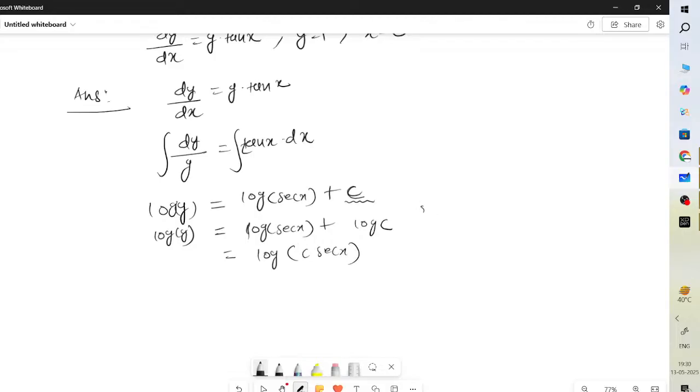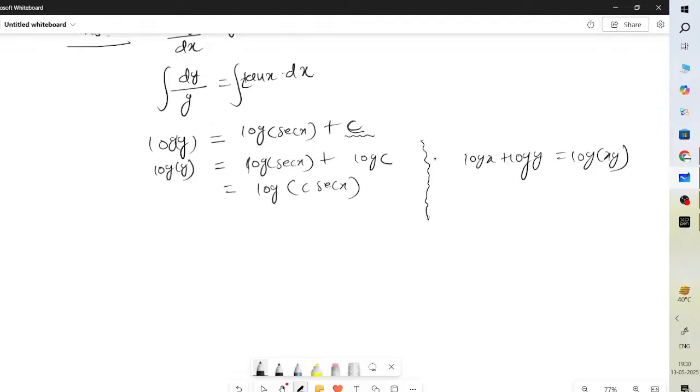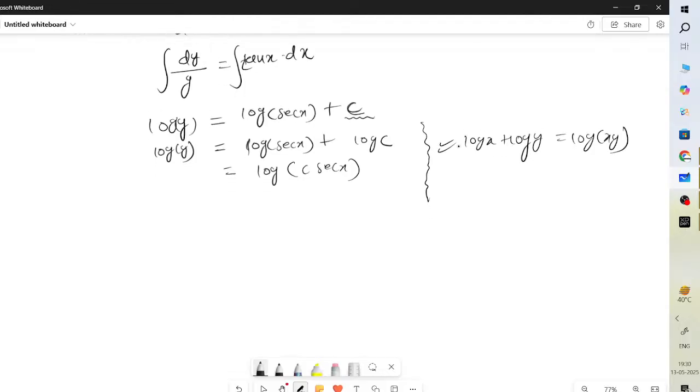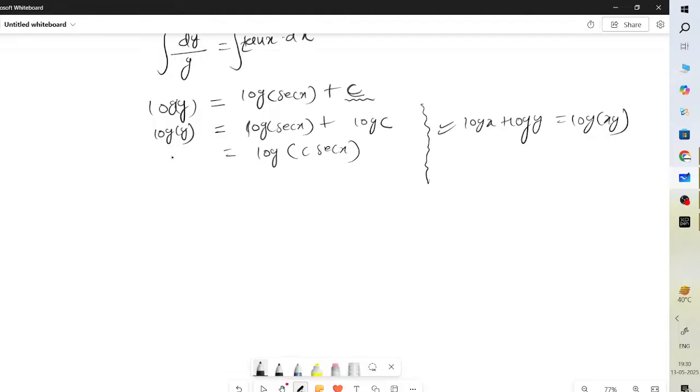Why? Because we know log of x plus log of y is always log of x into y. This is the basic thing based on the logarithmic formula. And we can write log of y equals log c sec x. So we cancel out log on both sides and we get y equals c sec x. Okay.